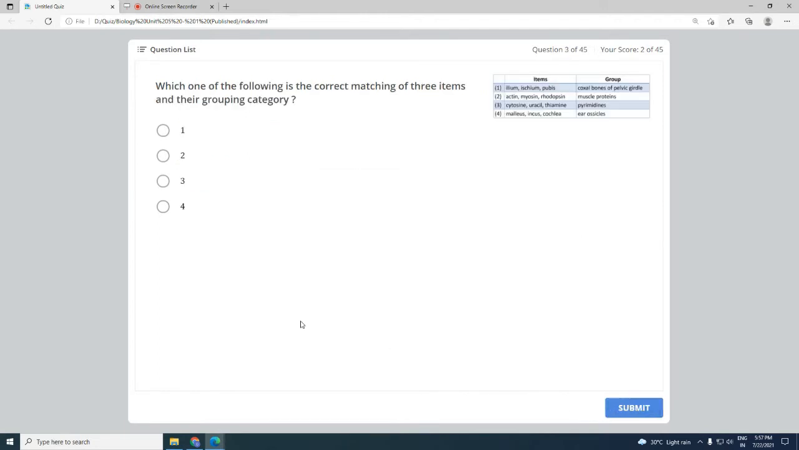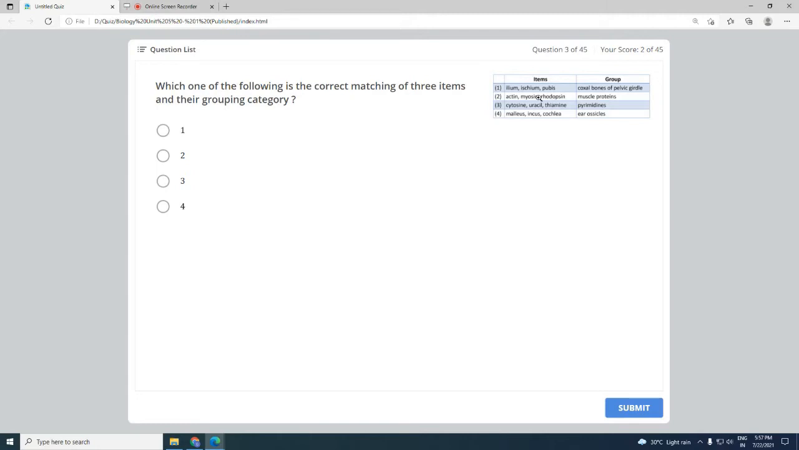The third question. There is a table at the corner. Please look at the table. Which one of the following is the correct matching of 3 items and their grouping category? It's not 3 items, it's four items. Oh right, sorry, it's 4 items.